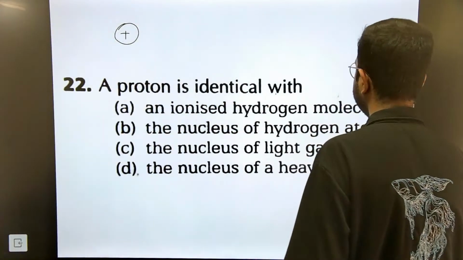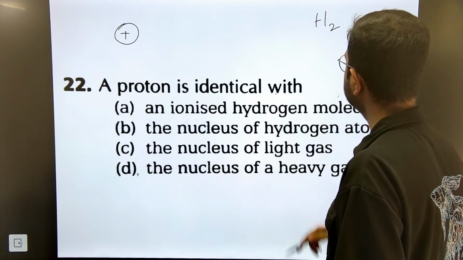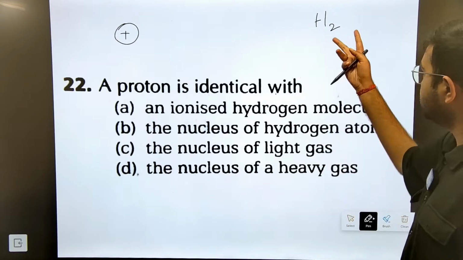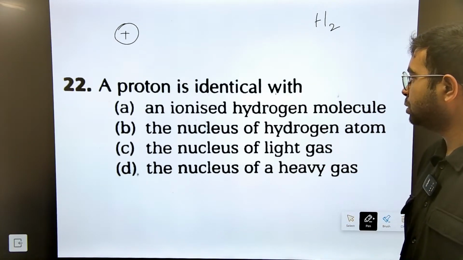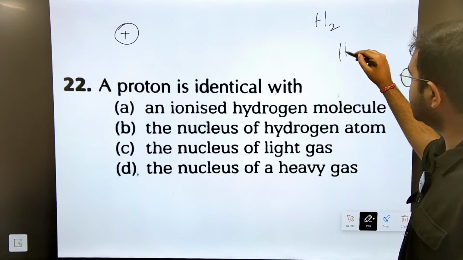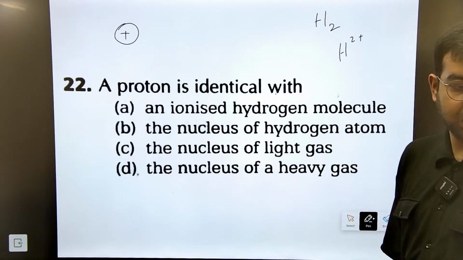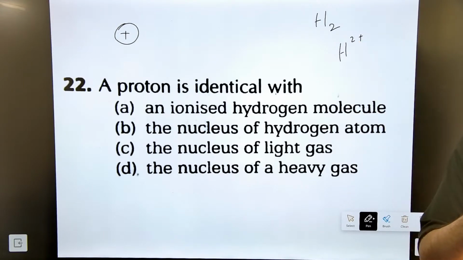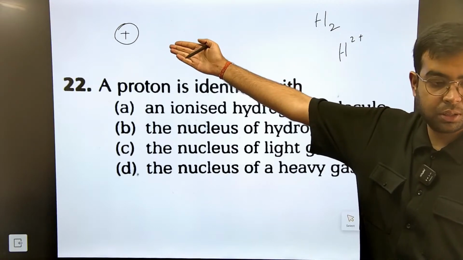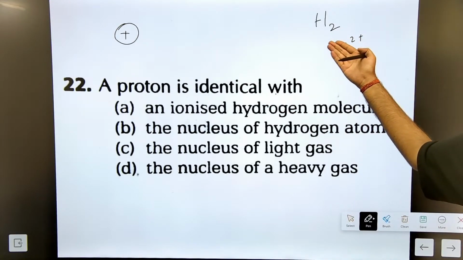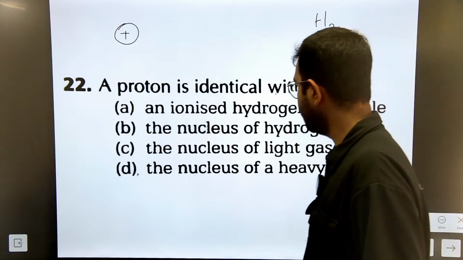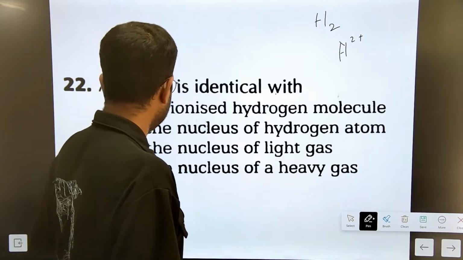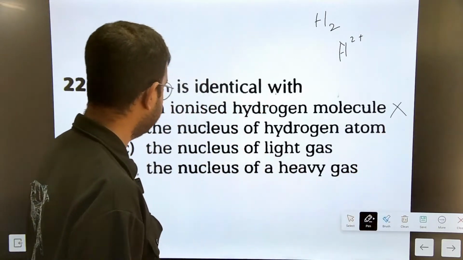Hydrogen molecule क्या है? Hydrogen molecule is H2. A molecule, not an atom. A hydrogen molecule exists as two hydrogens, right? So two hydrogens. Now, an ionized hydrogen molecule is somewhat like this, H2 plus. अब H2 plus का मतलब क्या होता है? It has two protons, but यहाँ तो एक ही प्रोटॉन है. So are they same? Are they identical in any manner? They are not. ठीक है? Now, this is wrong. Option A.